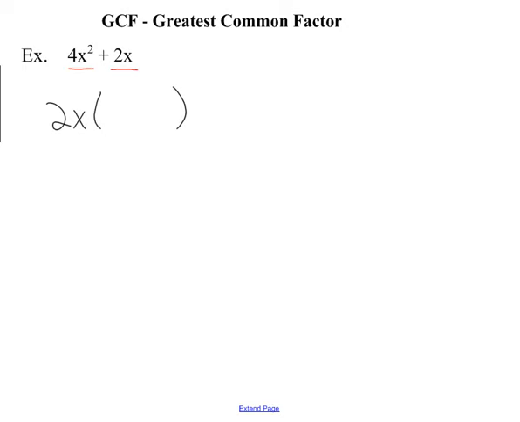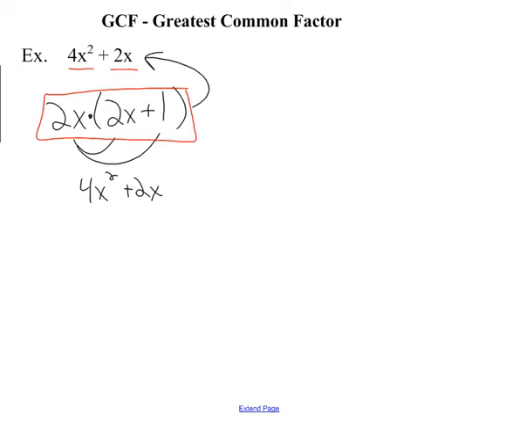And then what would be multiplied to get back to the original would be 2x plus 1. And again, we can check it by multiplying it back out, and we see we get 4x squared plus 2x. So we know that we have correctly factored that. In this case, you see that we had a number and a variable, both part of the greatest common factor.